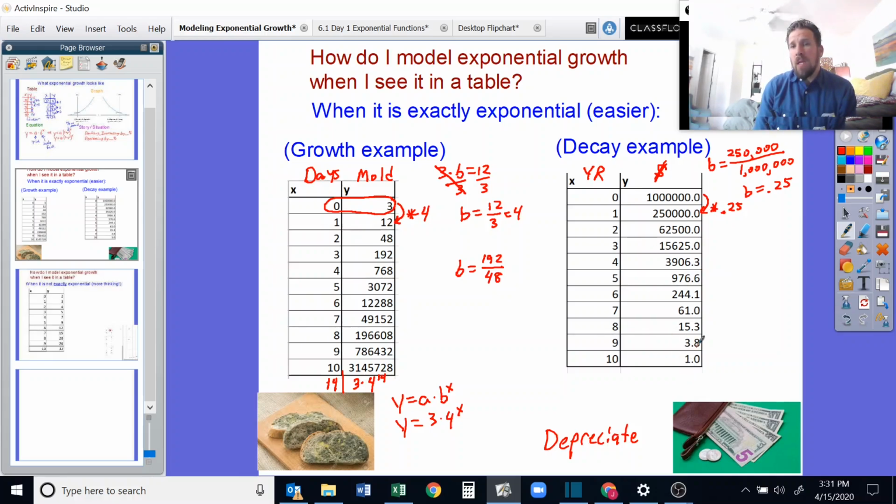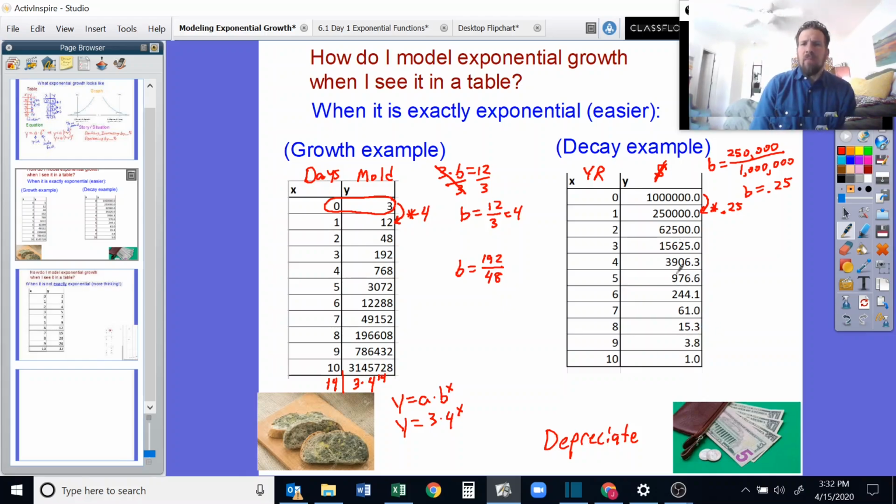Now, one of the things that I want to point out in this example is that because we're talking about money, these decimals are okay. So multiplying down here, multiplying by 0.25 each time, it's okay that we're getting 15.3. We're talking about $15.30.